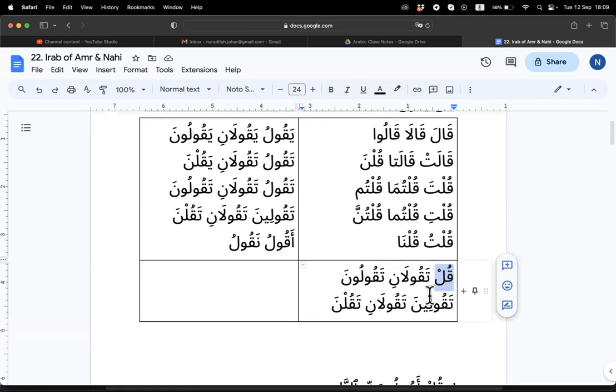Okay, and then what about the next one? Antuma, takulani. Make it majzum. Remove the noon. Good. And then remove the ta in front. Yes. And then, anything else to do?